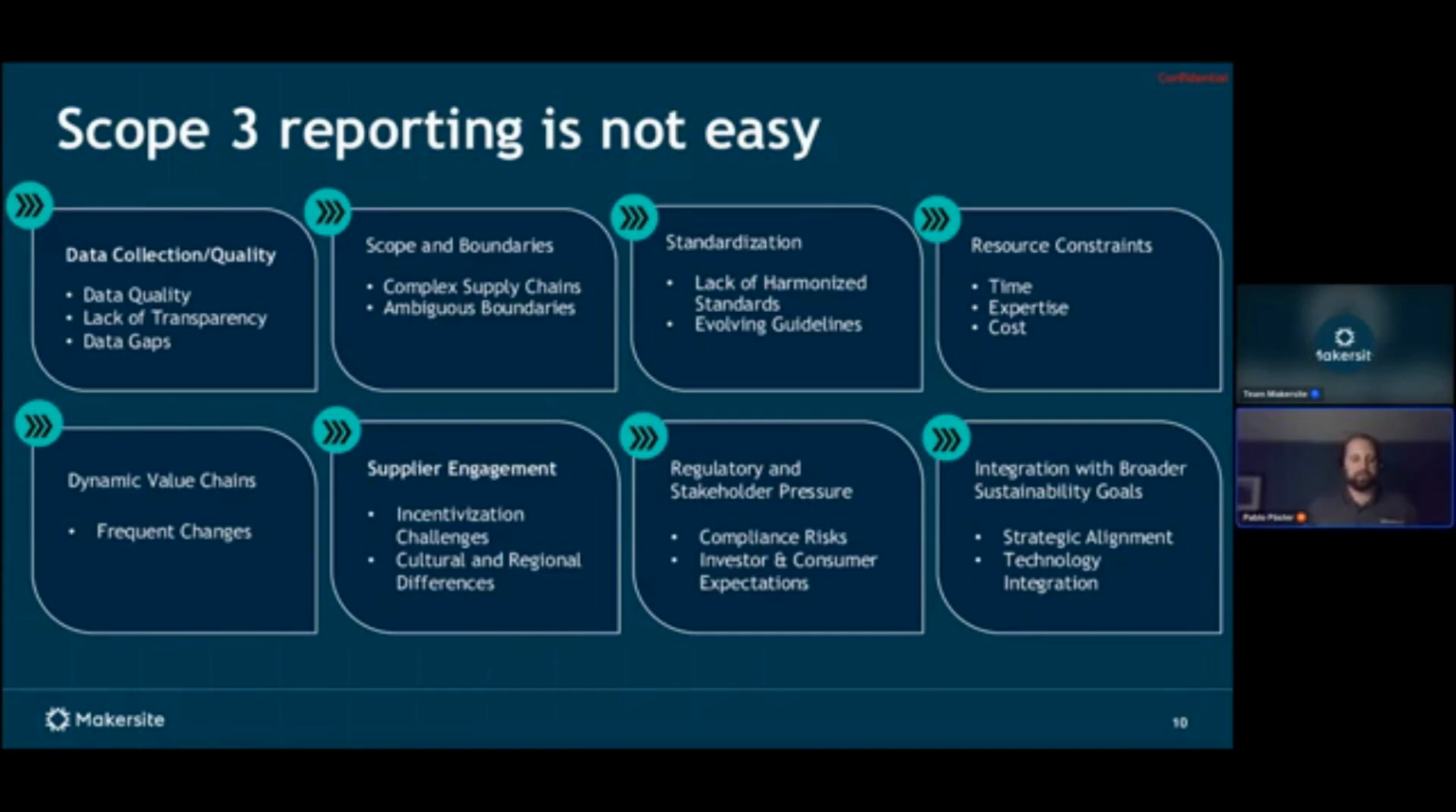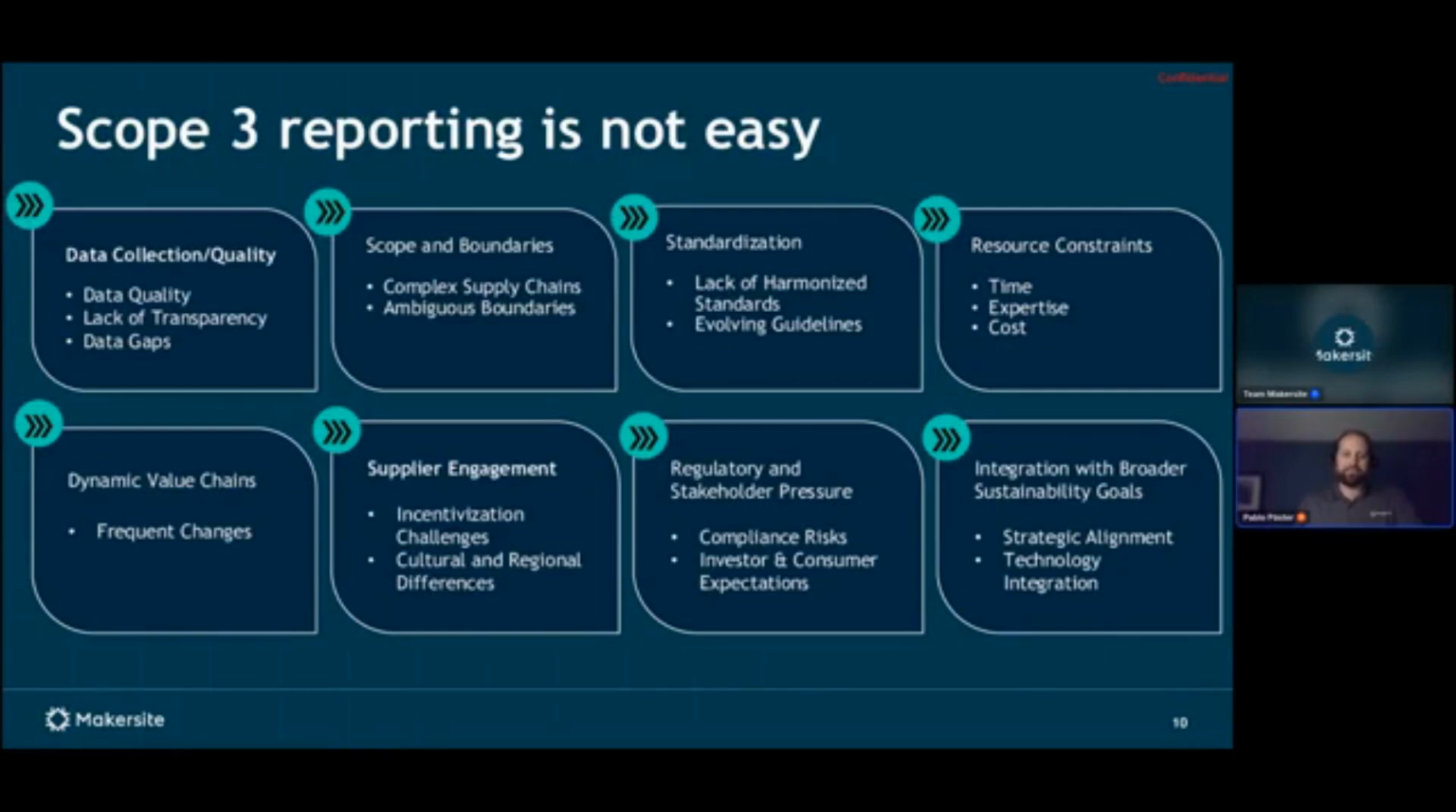Now, if you've been in this industry for a while, you may have heard the joke about why scope 3 went to therapy, because it had boundary issues. I can't hear the audience, so I'm going to assume that there was resounding applause for that joke and not a lot of groans.